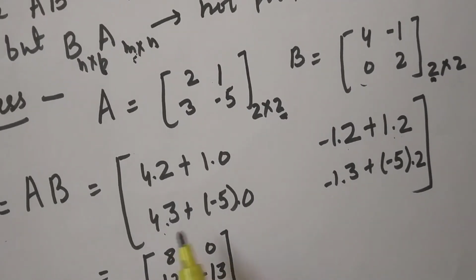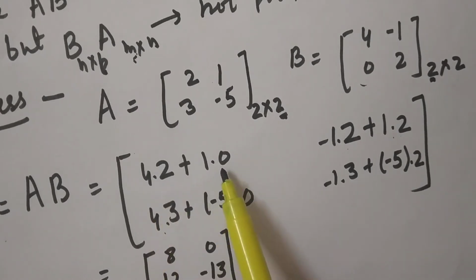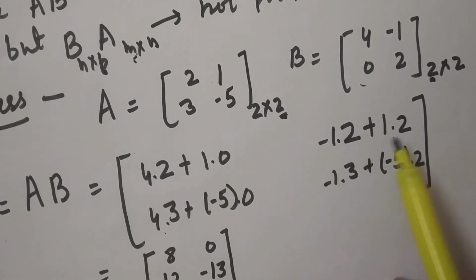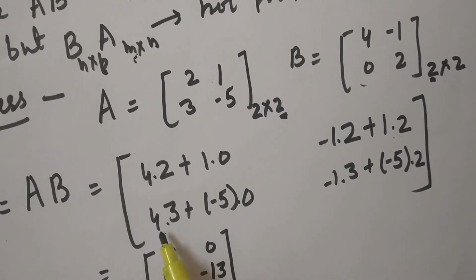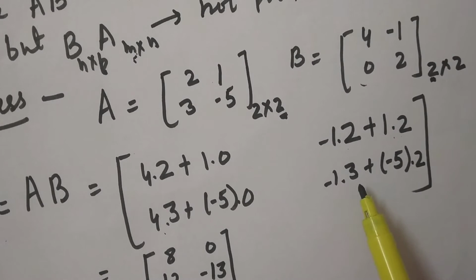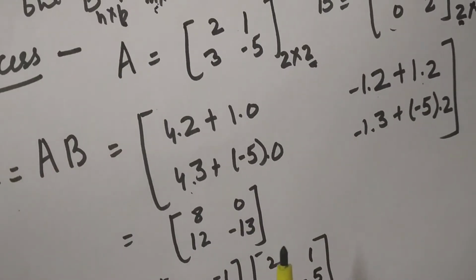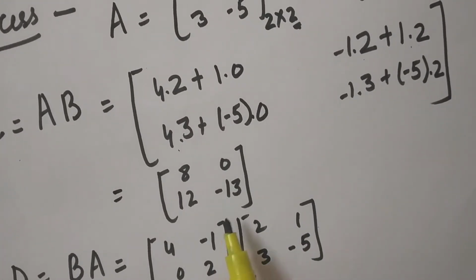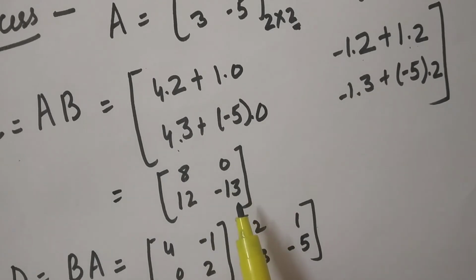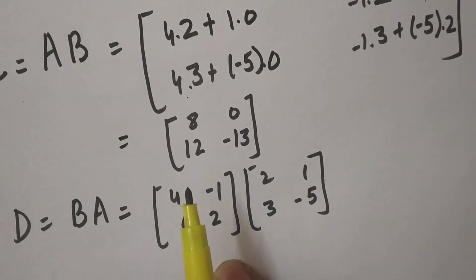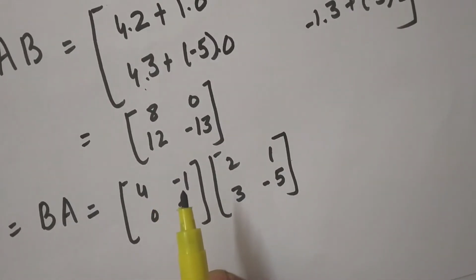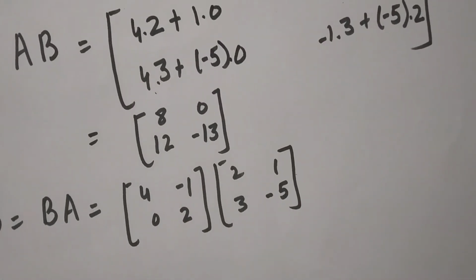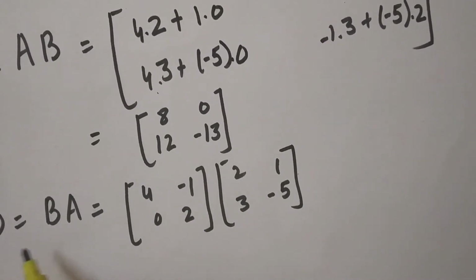Now the resultant will be: 4 2s are 8 plus 0, 8; minus 2 plus 2, that is 0; 4 3s are 12 plus 0, that is 12; minus 3 minus 10, that is minus 13. Hence we have found the matrix C, which is equal to the AB product. Now let us find the product BA. Let us suppose it is a new matrix D.